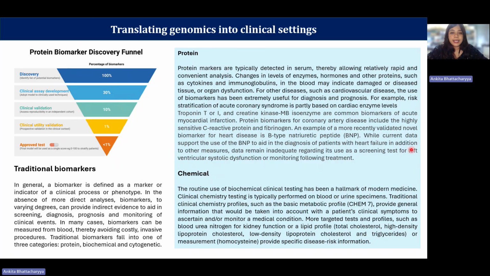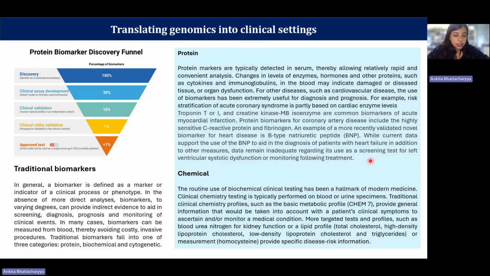So, a more recently validated novel biomarker for heart disease is brain natriuretic peptide. Protein biomarkers also include the highly sensitive CRP or C-reactive protein, fibrinogen, etc. While current data supports the use of BNP to aid in the diagnosis of patients with heart failure in addition to other measures, data currently remain inadequate regarding its use as a screening test for left ventricular systolic dysfunction or for monitoring following treatment.